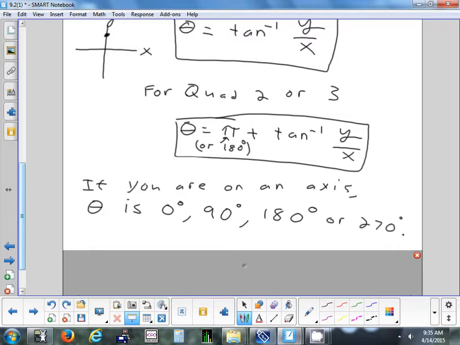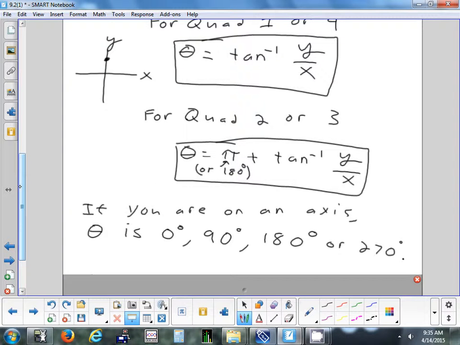You just have to know if you're on an axis. It's either 0, 90, 180, or 270. Those are your 4 choices. How do you know which one's which? You just have to memorize. Right is 0, up is 90, left is 180, down is 270. And this covers all the cases you could have for finding your angle. In a quadrant, on an axis.